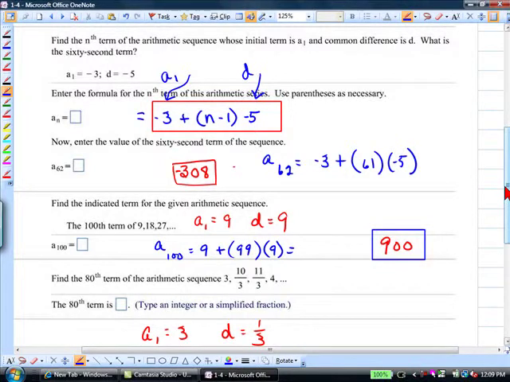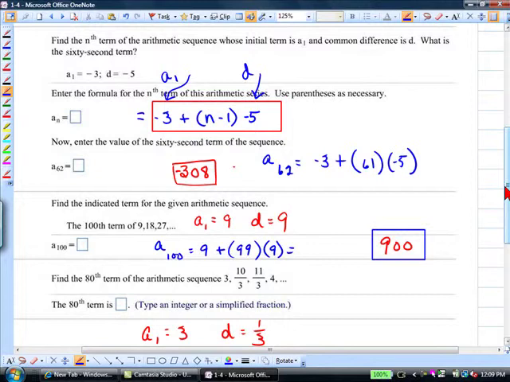You're just doing the calculation on your calculator. This times negative 5, right? Yes. Did you get it?